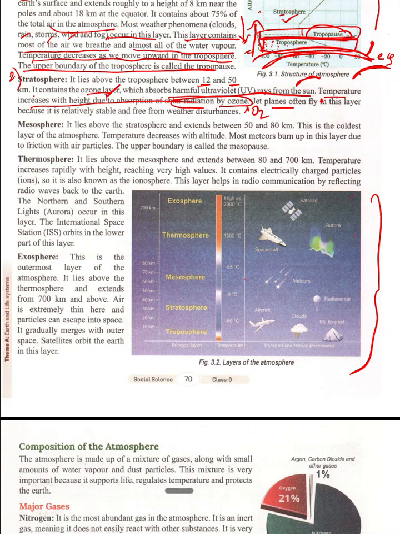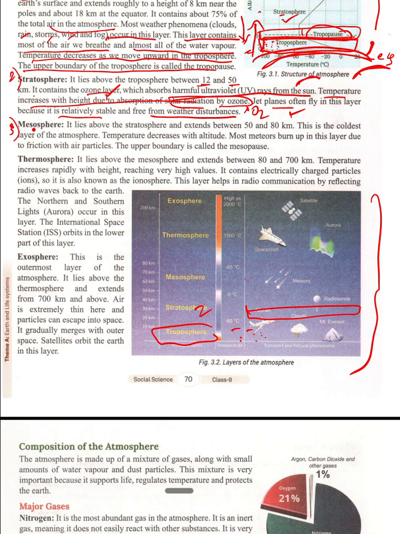And jet planes often fly in this layer because there won't be many weather disturbances. As you can see here, there won't be much air disturbance as compared to the troposphere. A lot of air molecules will be there in the troposphere, and it is not so in the stratosphere. So here the planes will fly. That's what they have said. It is relatively stable and free from weather disturbances. I hope it's clear till here.